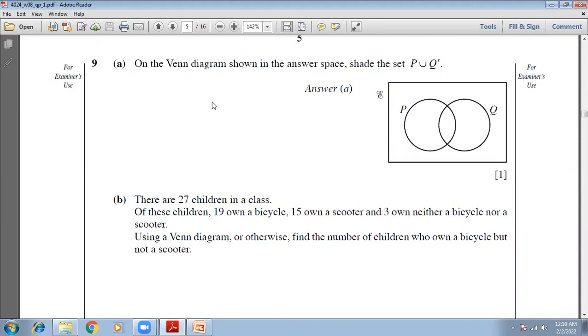Because here you have P union Q complement, when I say P union, then I'll take the whole P. So what will be shaded here? The whole thing other than the Q will be shaded. And when you union it with the P, the whole circle will be shaded. Even if that is overlapping with the Q, still the whole P circle will be shaded.